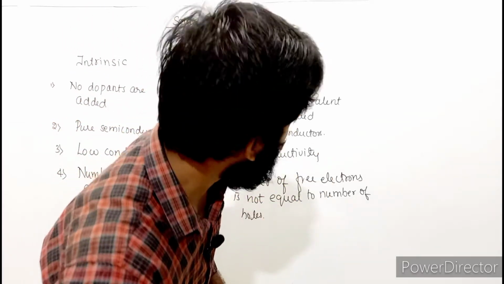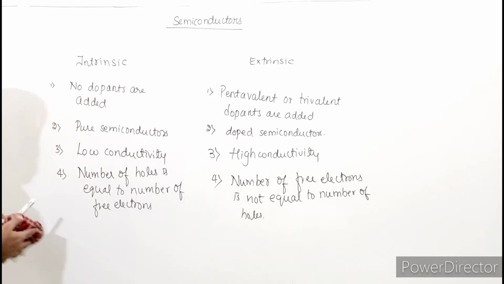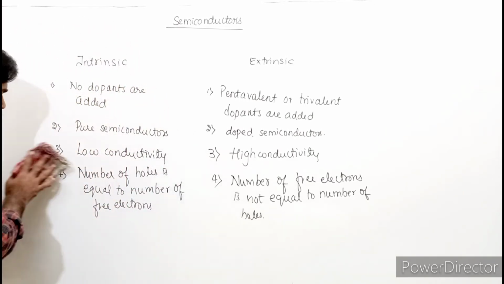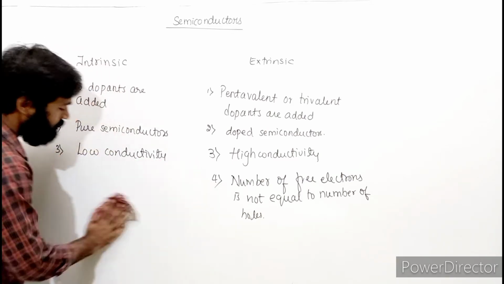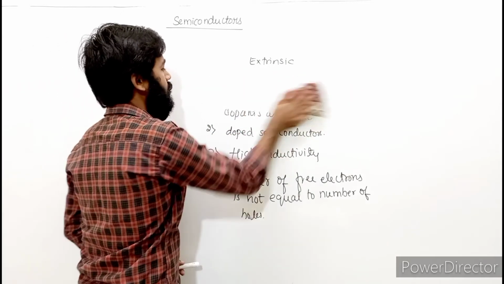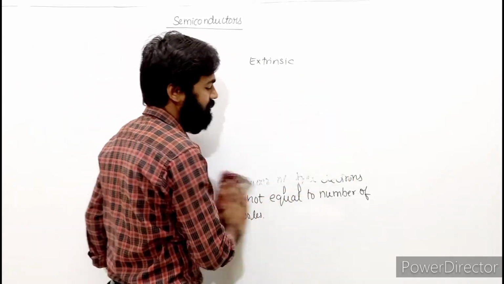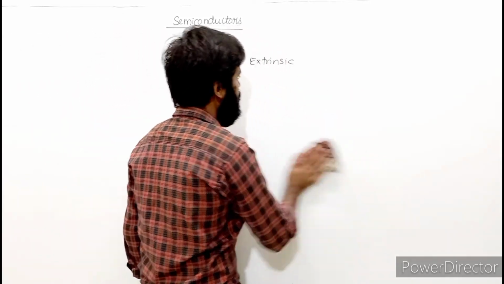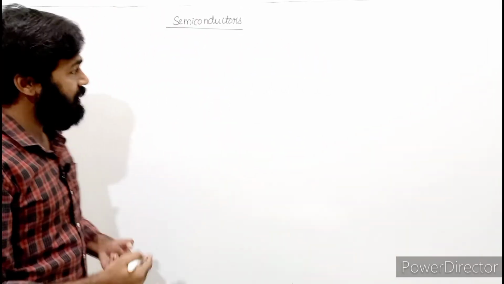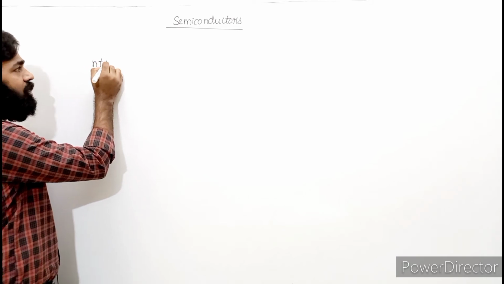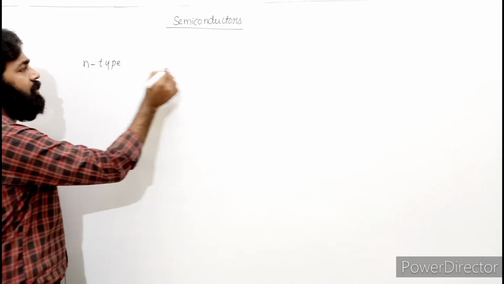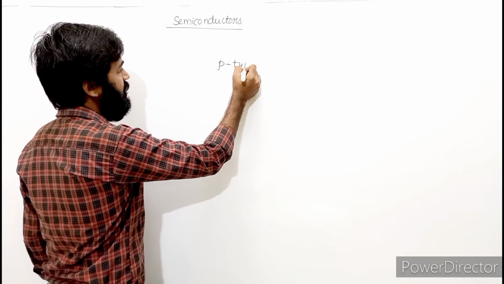Now let's do one thing. Let's see the differences between the n-type and p-type semiconductors. I'll just erase this part now. Now let's see the differences between n-type and p-type. And remember, both of them are extrinsic semiconductors.